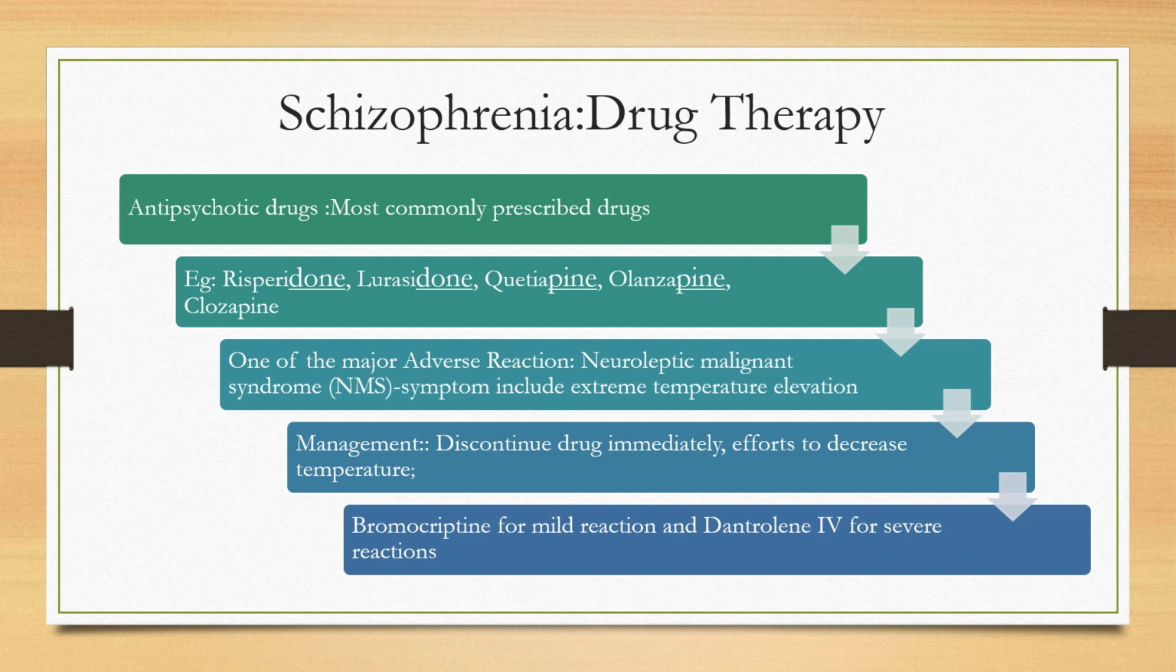One of the major adverse reactions with some of the antipsychotic drugs is neuroleptic malignant syndrome, which includes extreme temperature elevation. The management for neuroleptic malignant syndrome includes discontinuing the drug immediately and interventions to decrease the temperature: bromocriptine for mild reactions, and dantrolene IV for severe reactions.